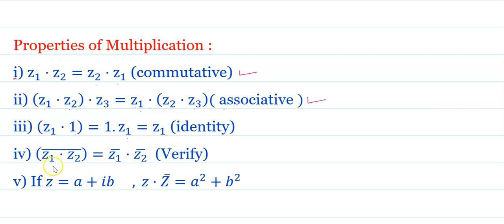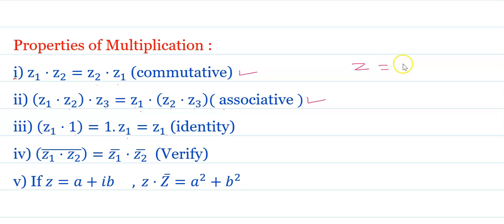Next, in bracket Z1 dot Z2 bar is equal to Z1 bar dot Z2 bar. You can verify this. Next, what is here? Z is equal to a plus ib. Then Z dot Z bar is equal to a square plus b square. Now I will show this. See this here, the complex number.